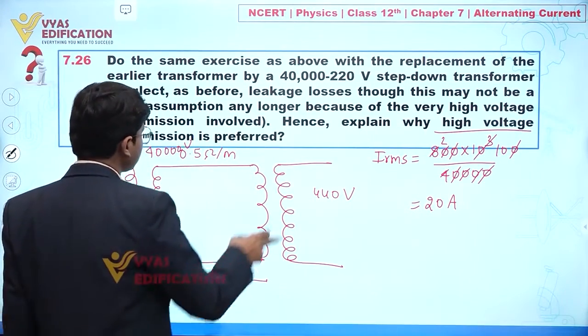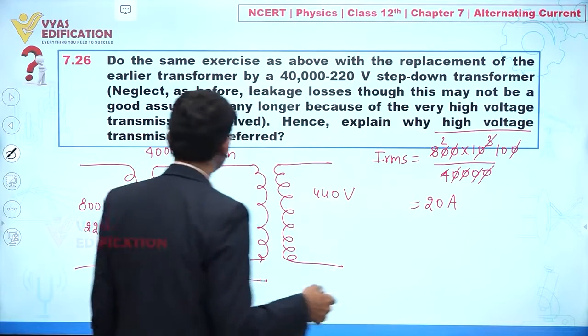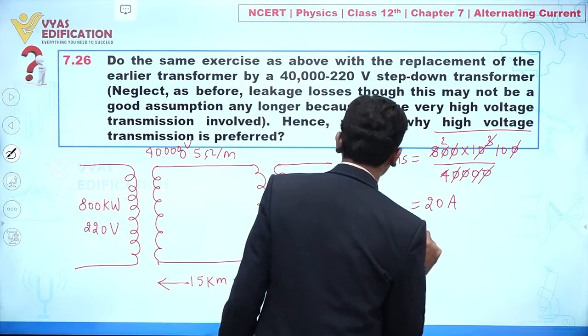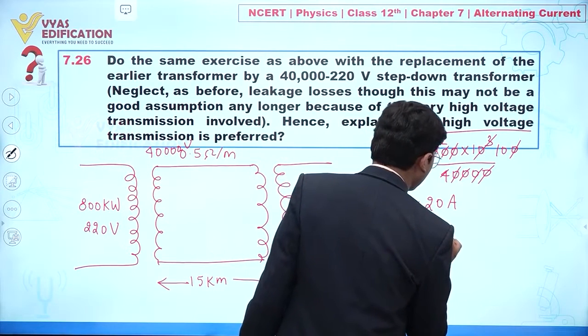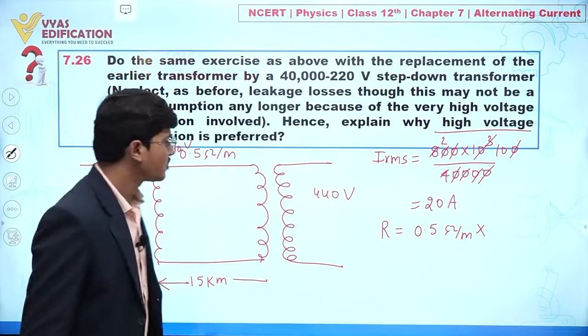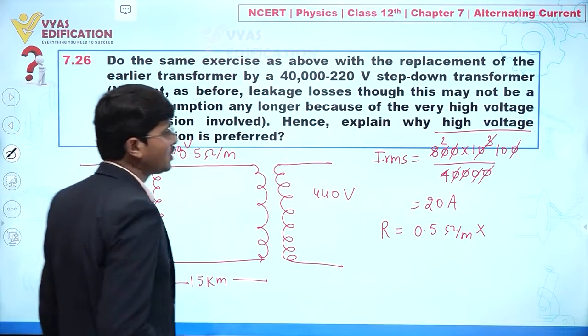What about the resistance of this wire, or what is the resistance between these two locations? The resistance offered is given by 0.5 ohm per meter multiplied by the total distance, 15 and 15, total 30.